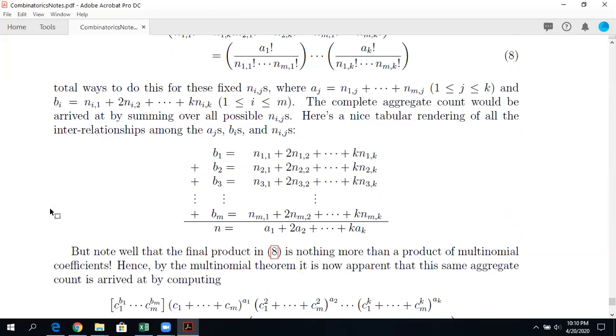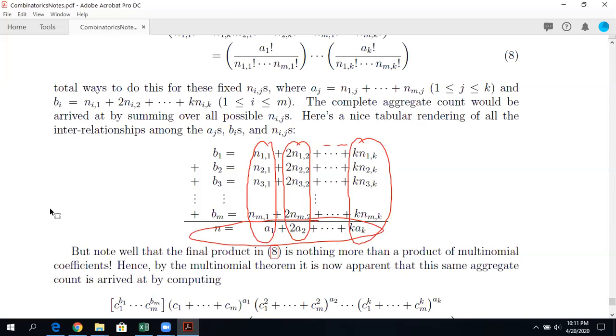Okay, so B1 is equal to that, B2 is equal to that, etc. But then if I add up all the B's, I get the total number of vertices. And of course, if I add all these things together, I get A1. If I add all these together, I get 2A2 because they're all multiplied by 2, etc. If I add up all the K's together, or the K in 1K, K in 2K, etc., I get KAK. Yeah? And of course, we already knew that that was equal to N before, right?